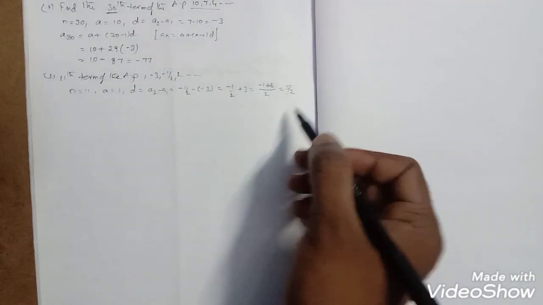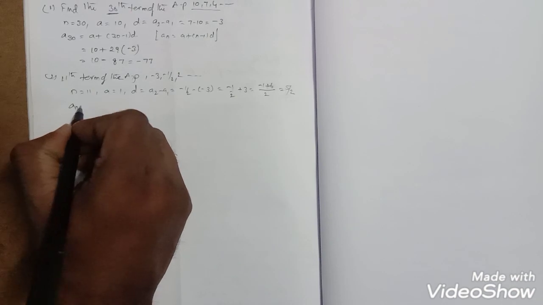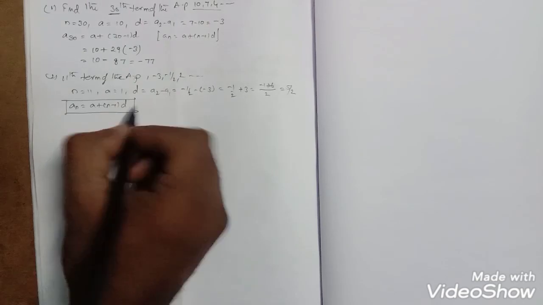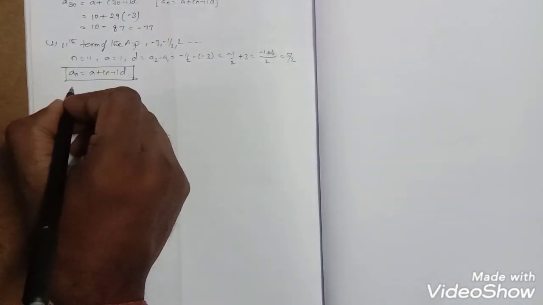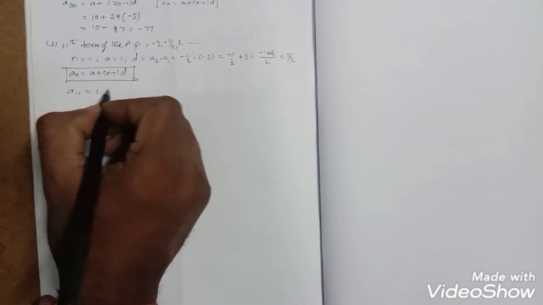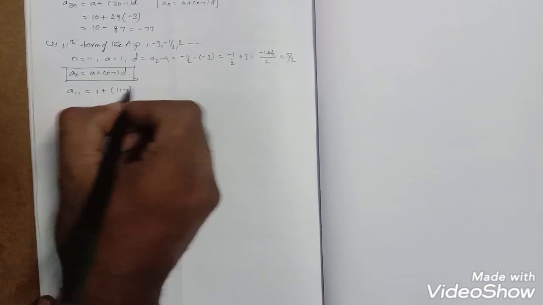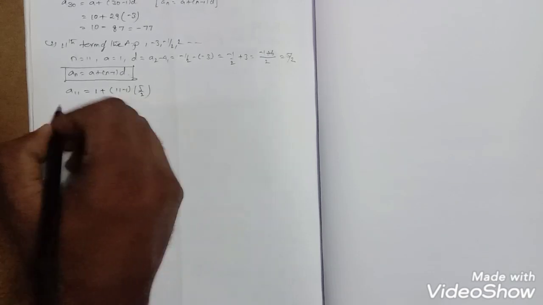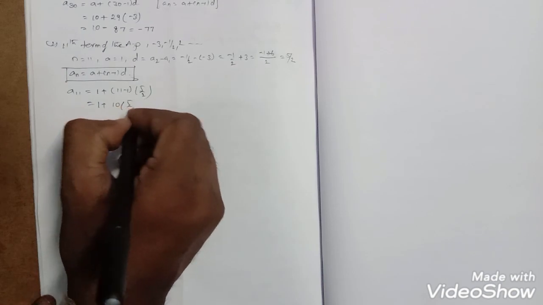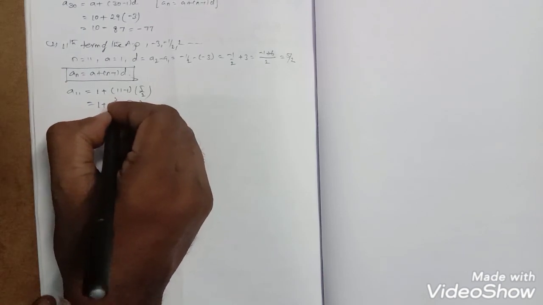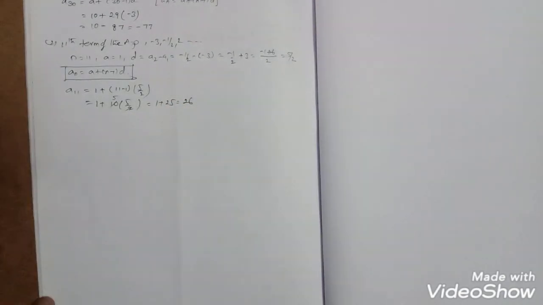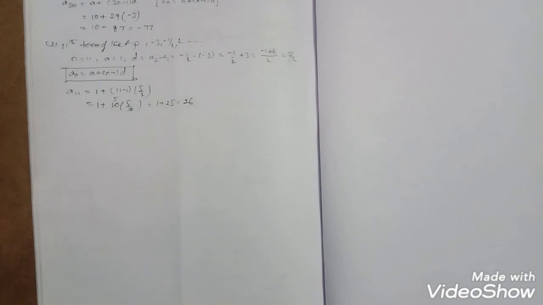So after getting the value of d, you have to substitute in the formula, that is an is equal to a plus n minus 1 into d. Now substituting, you'll get a11 is equal to a value minus 3 plus 11 minus 1 into d which is 5 by 2. Now multiply here, so you'll get minus 3 plus 10 into 5 by 2. Now you can cancel this with 2, 2 fives are 10, you'll get minus 3 plus 25 is nothing but 22. So your 11th term is given as 22.